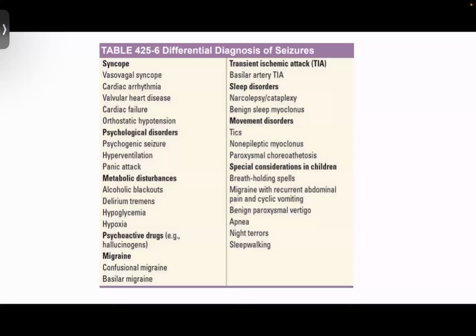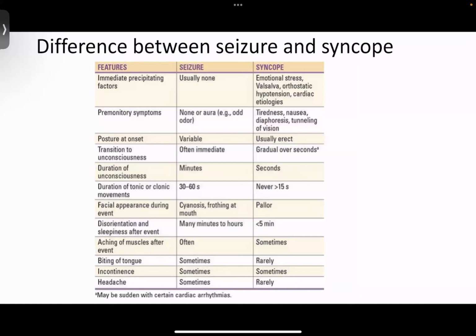psychoactive drugs like hallucinogens, migraine, confusional migraine, basilar migraine, transient ischemic attack, basilar artery TIA, and sleep disorders like narcolepsy, cataplexy, benign sleep myoclonus, and certain movement disorders like tics, non-epileptic myoclonus, paroxysmal choreoathetosis, all should be close differentials for seizures. In children, breath holding spells, migraine with recurrent abdominal pain and cyclic vomiting, benign paroxysmal vertigo, apnea, night terrors, sleep waking should all be considered as differential diagnosis.